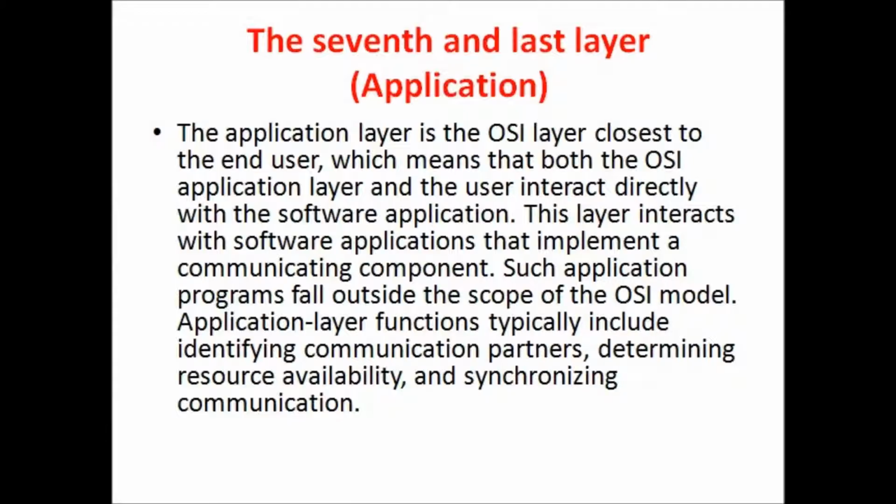The application layer is the OSI layer closest to the end user, which means that both the OSI application layer and the end user interact directly with the software application. This layer interacts with the software applications that implement a communicating component. Such application programs fall outside the scope of the OSI model. Application layer functions typically include identifying communication partners, determining resource availability, and synchronizing communication.